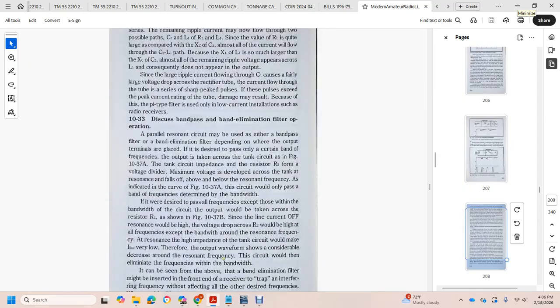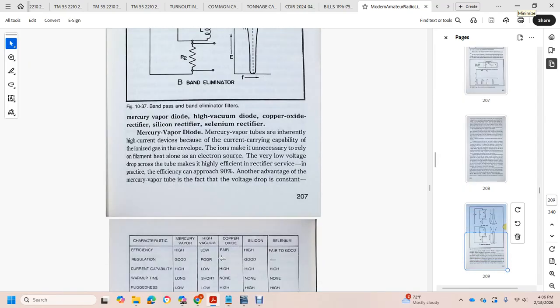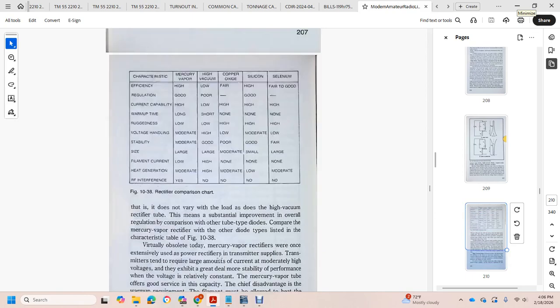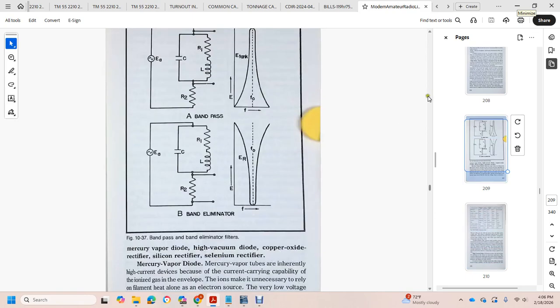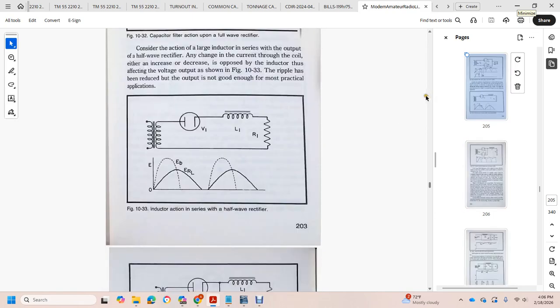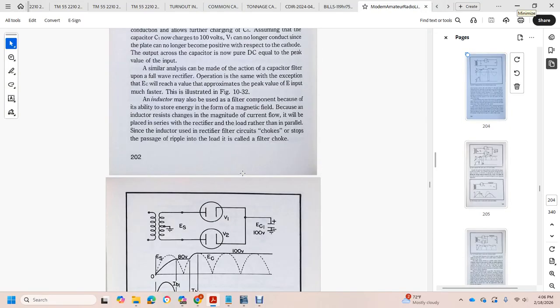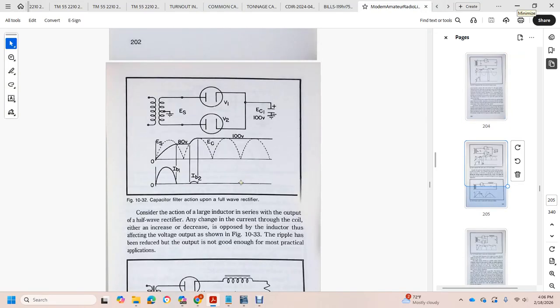We're getting to the end of this, and we're going to cut the tape there at page 205.